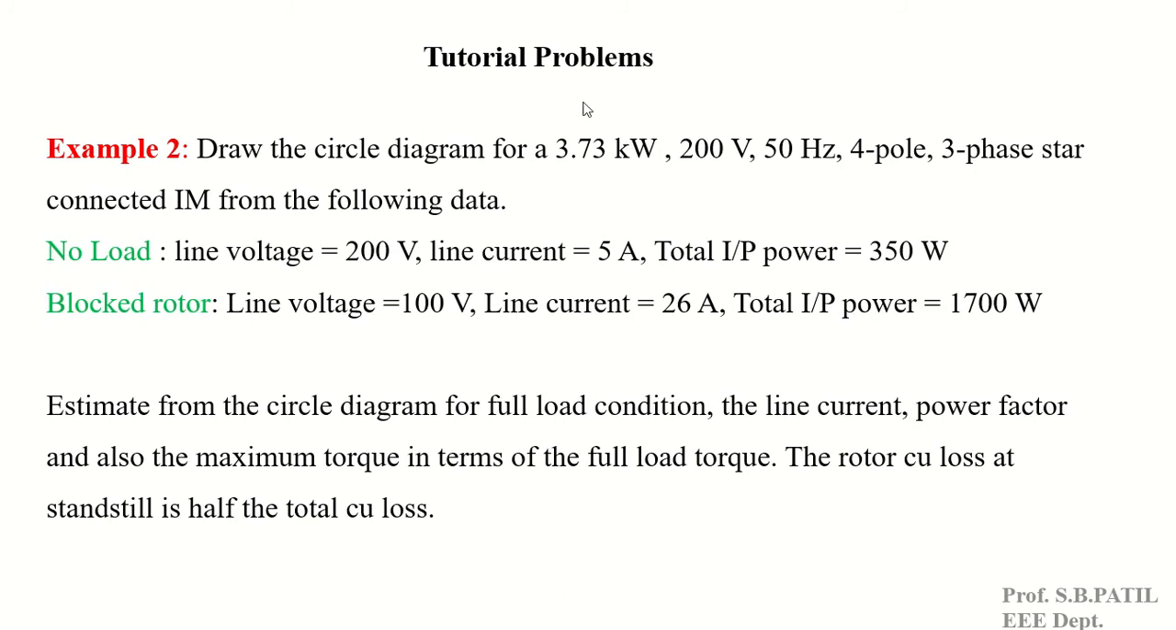These are the tutorial examples, and here they are given the data, no load voltage, no load current, and no load power. And from the blocked rotor test, short circuit voltage, short circuit current, and short circuit power. From these things, we are going to draw the circle diagram, and we have to find the full load line current, power factor, and maximum torque. And here you have to consider the rotor copper loss equal to stator copper loss.